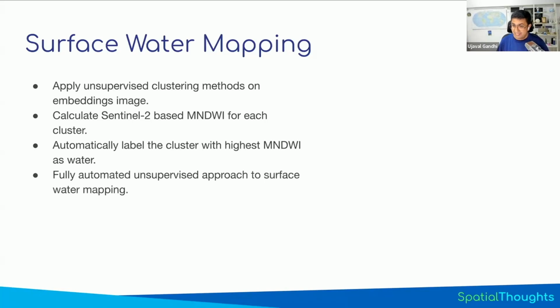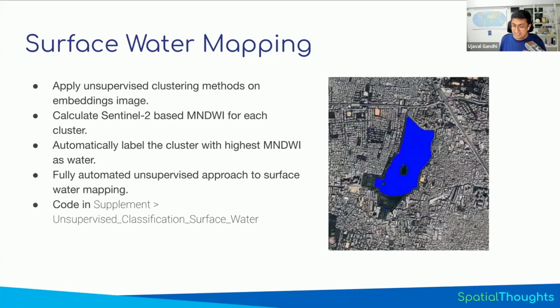So now, even without any labels, just using a pure unsupervised approach and based on some analytical inputs of NDWI, I'm able to tag the cluster which is surface water. This algorithm is called Water Detect. It was described in a paper a few years back. We have implemented this for Satellite Embeddings. It's there in your supplement folder.